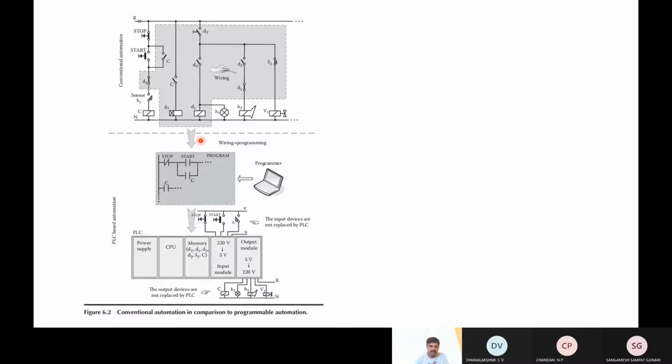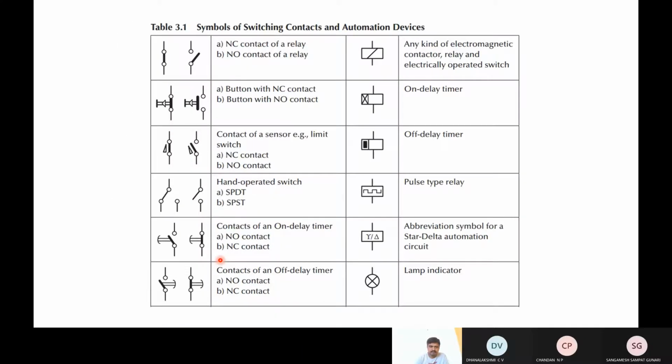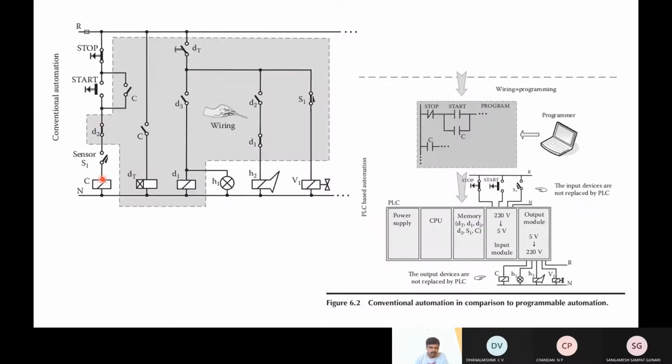By this, what you can understand is that input and output components will be retained even when we use a PLC, but wiring is reduced and replaced by the PLC. Now in the conventional automation system, we cannot consider the whole circuit because it is an incomplete one. So we can consider a simple logic.